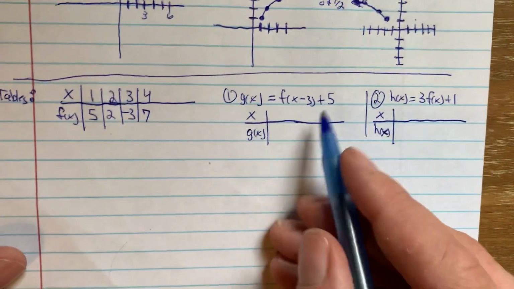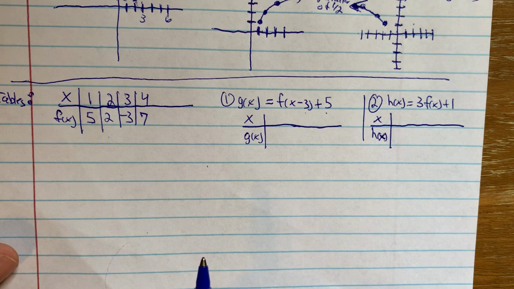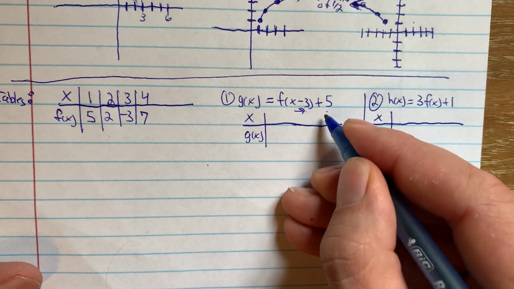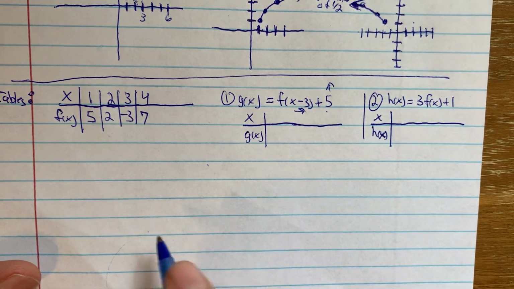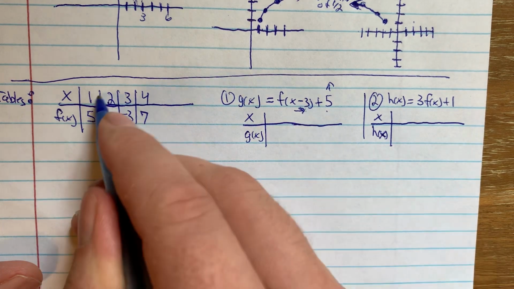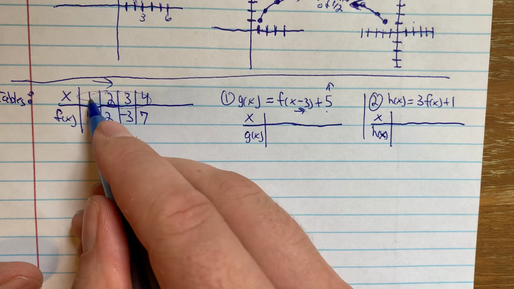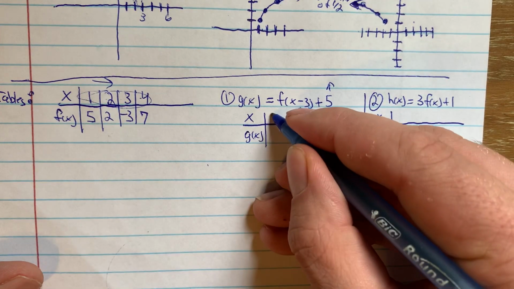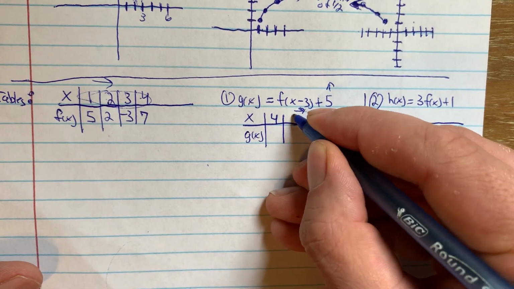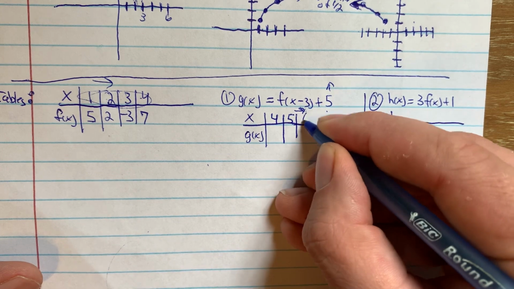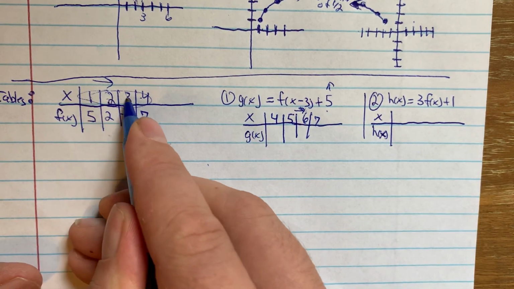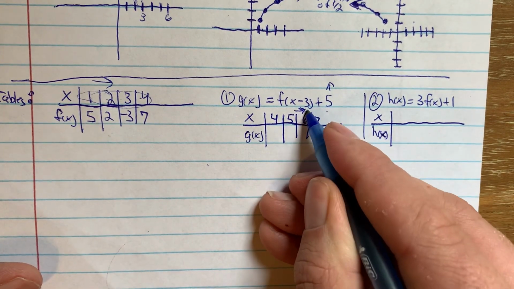If you have f of x minus 3 plus 5, this is a shift to the right by 3 and up by 5. If we shift to the right by 3, that's changing these x values. They will all be 3 to the right. That means we need to add 3 to all of these. The new x values will be 4, 5, 6, 7. I added 3 to all of these x values because they went to the right by 3.